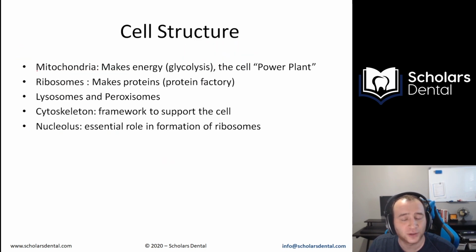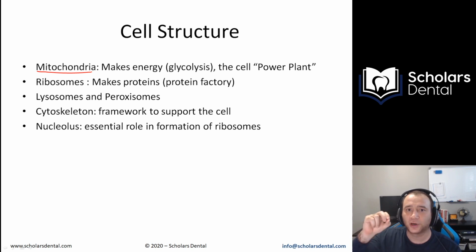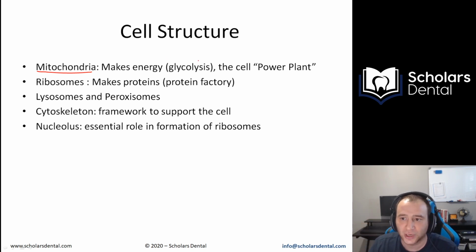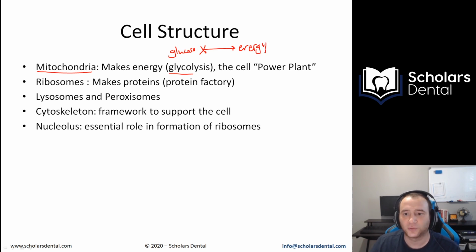We also have the mitochondria, which we call the energy or the power plant of the cell. That's where glycolysis occurs. Glycolysis means it takes glucose and breaks it down to energy, right? And then we get ATP, and that's a form of energy. So glycolysis happens in mitochondria.